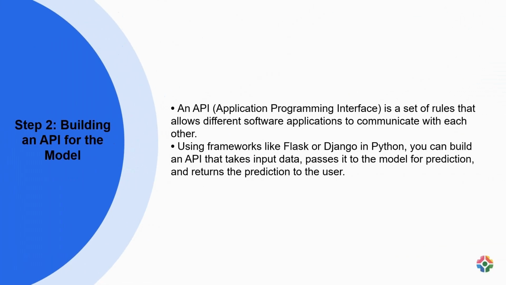An API, application programming interface, serves as a protocol or a set of rules that enables various software applications to interact with one another. In the context of machine learning, frameworks such as Flask or Django in Python can be leveraged to construct an API. Through this API, users can submit data inputs, which are then forwarded to a machine learning model for prediction. Once the prediction is made, it is conveyed back to the user. For instance, this mechanism can be employed to create a data prediction API for a weather forecasting system. Users input location-specific data, the API processes it through a weather prediction model, and subsequently returns the forecast to the users.